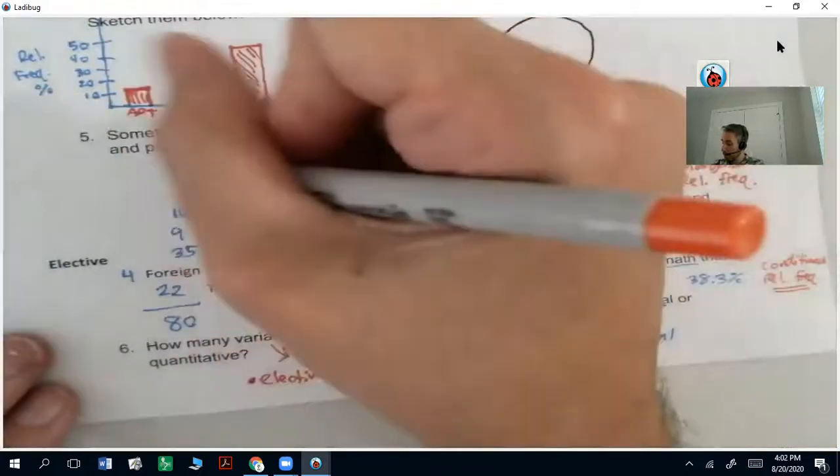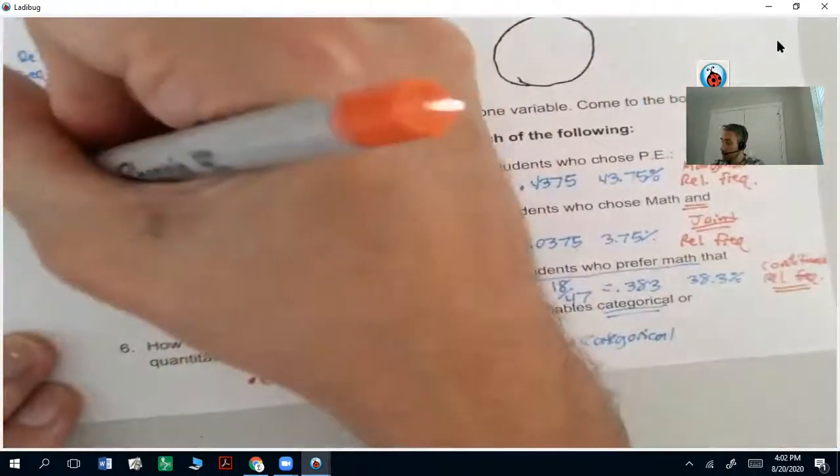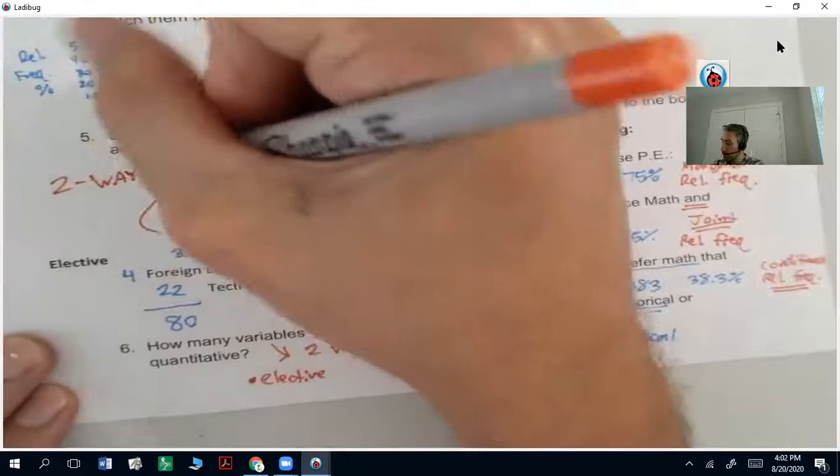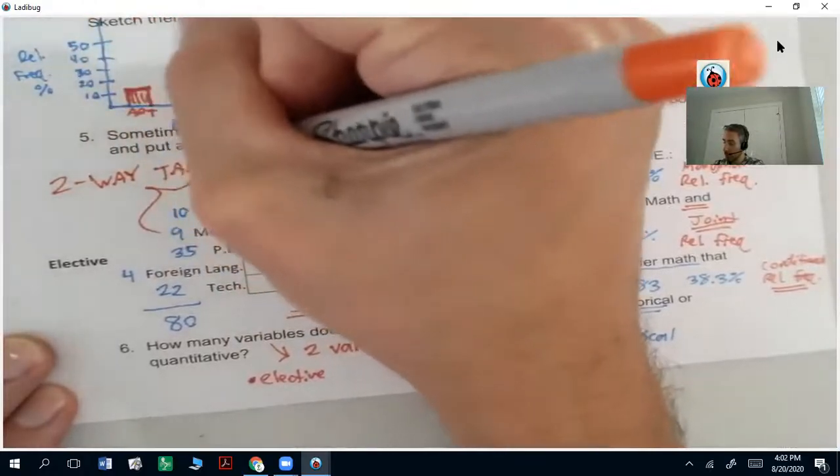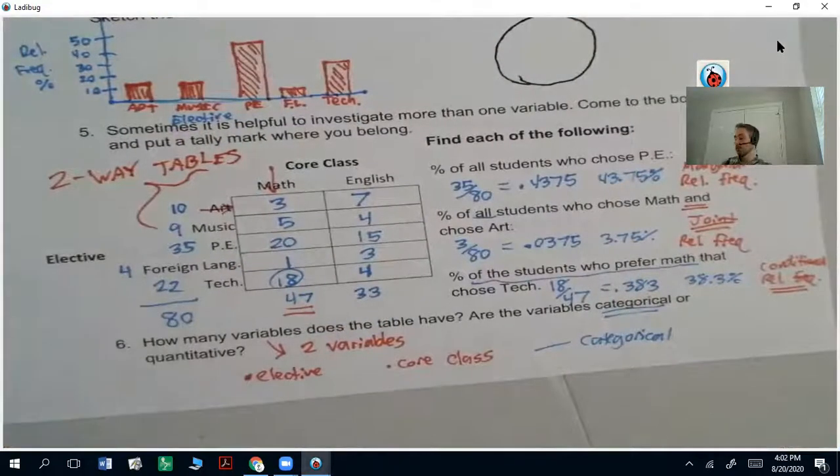This right here is called a two-way table. You're going to see two-way tables throughout the course. They're pretty common in statistics. There's a lot of comparison, and you want to be able to compare those two.